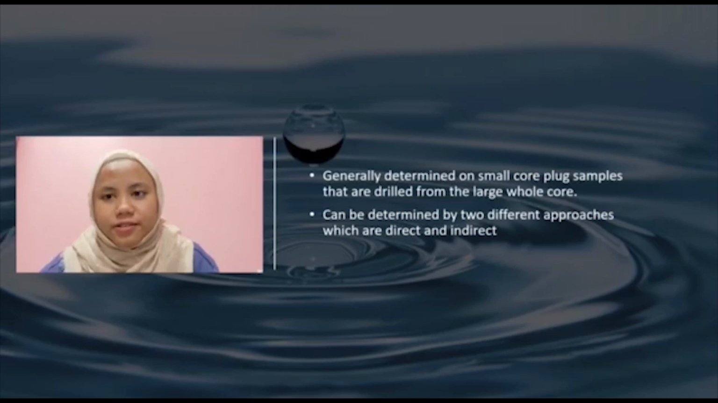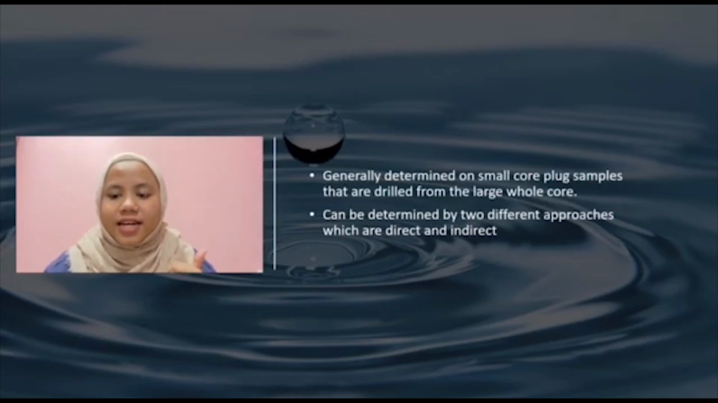Fluid saturation is generally determined on small core plug samples that are drilled from the large whole core. These core plug samples are ideally assumed to contain the original in situ gas, oil, and water phases. Fluid saturation in reservoir rocks can be determined by two different approaches, which are direct and indirect. The best approach is to measure the fluid saturation from the actual physical core sample.